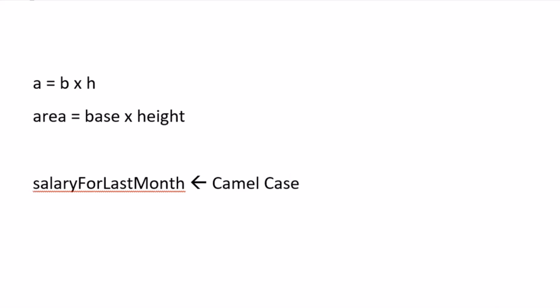And you know how the back of the camel looks? It looks like a sine wave, so it goes up and down. So this is why this style is called camel case. And this is what we will do for the naming of our variables.